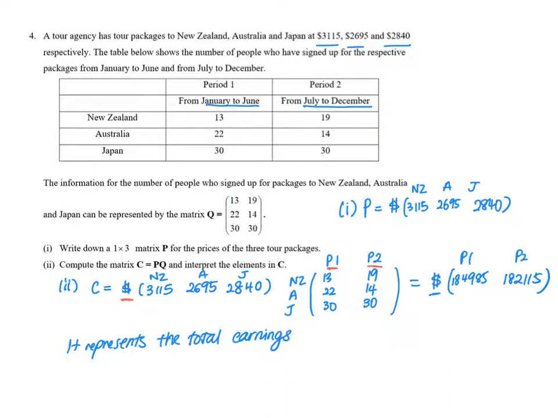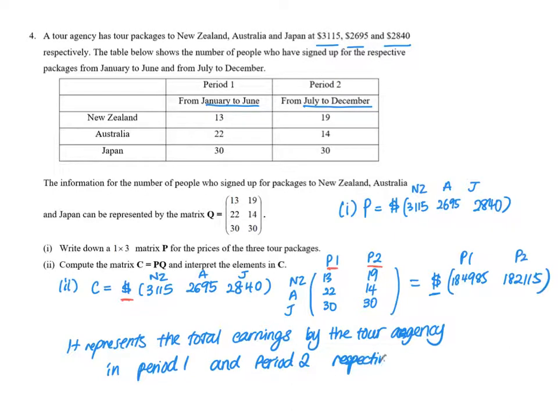The total earnings by the tour agency in period 1 and 2 respectively. So we have total earnings, period 1, period 2, respectively. Have you gotten the answer?